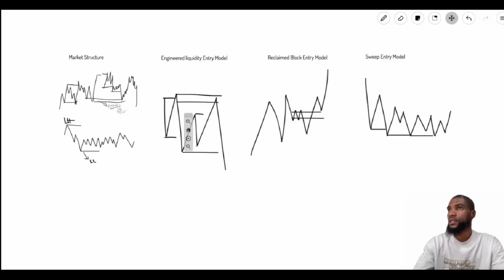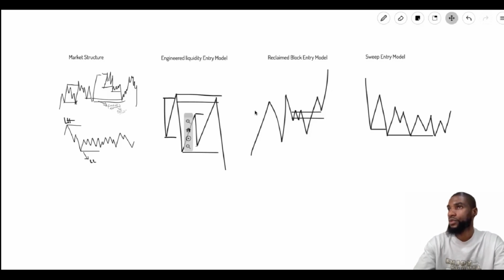I want you guys to understand that we have different types of entry models, and there are a whole lot of them. So it all depends on what you prefer to trade. As for me, I have 3 types of entry model: the engineered liquidity entry model, the reclaimed block entry model, and the sweep entry model.